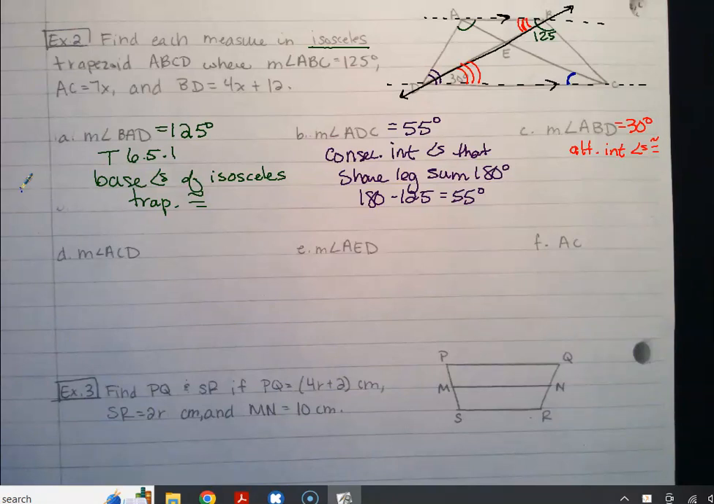Well, here's the thing. We have a lot of information, but it doesn't seem like we have the information we need. Okay, but if we look, we've got A, B, C, D. Angle BAD is 125. Okay, so D and C both equal 30.